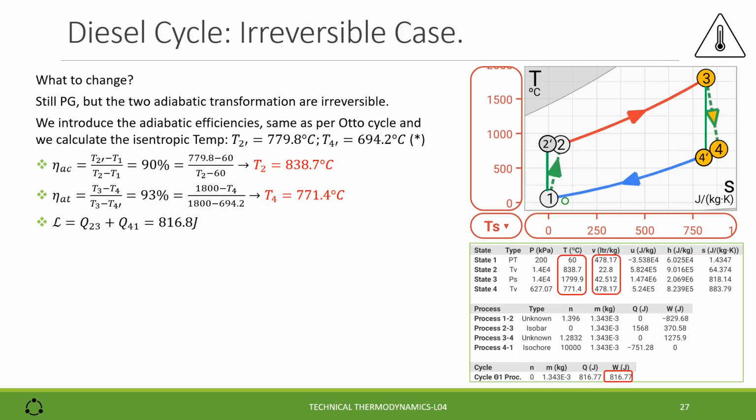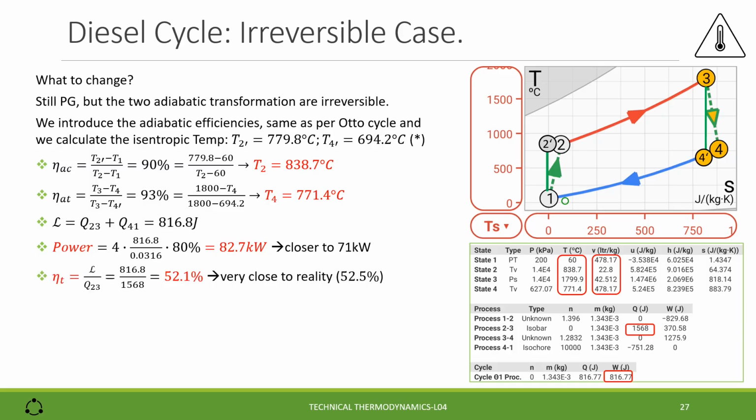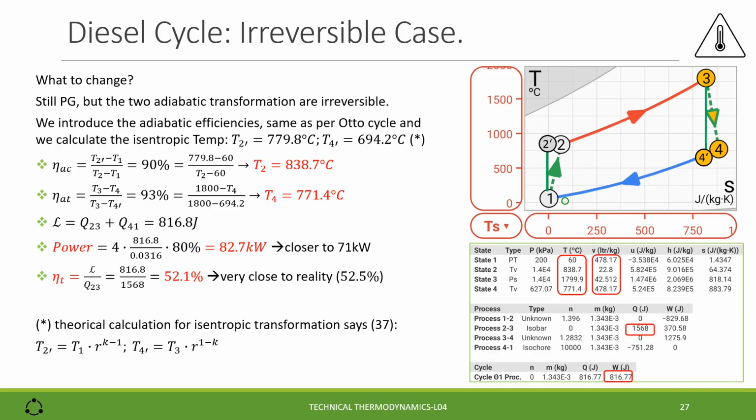The work is the sum of the heats over the transformations 2-3 and 4-1 and is 816.8 Joule, as we can get from the Thermonator table below. The power in this case is closer to 71 kilowatt, even if not perfect, while the thermodynamic efficiency is much better, almost the same as the one expected, 52.1%.